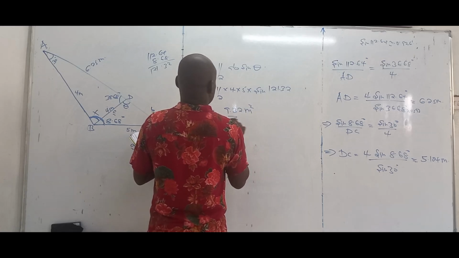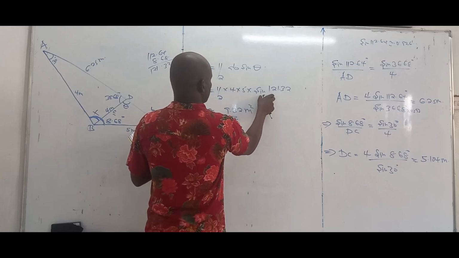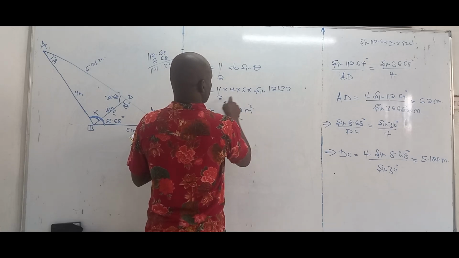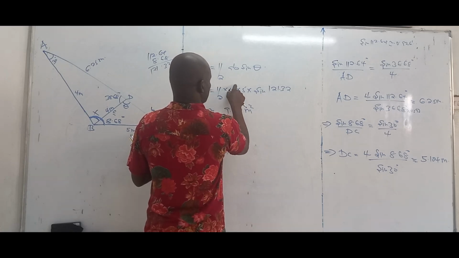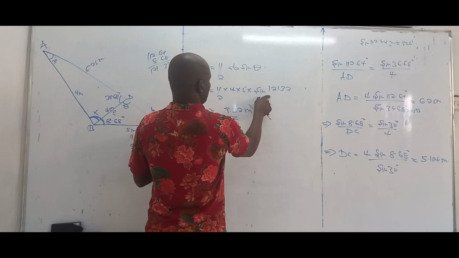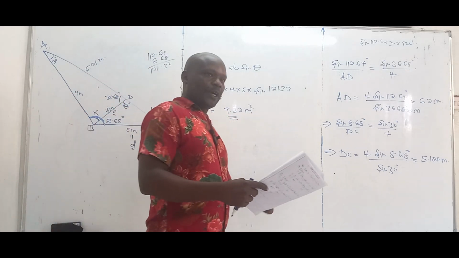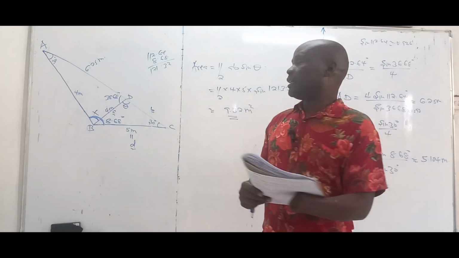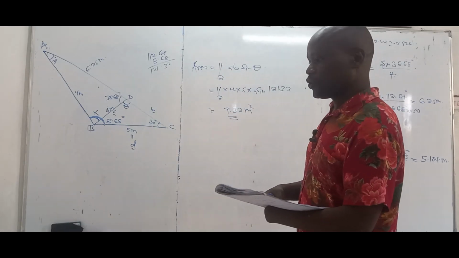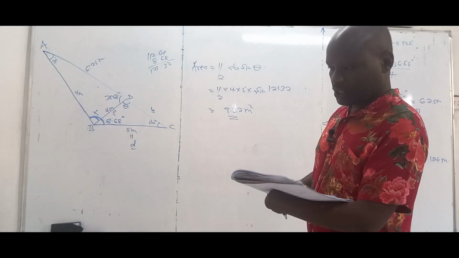meters squared, because half times 4 times 5 is already 10, and this sin is expected to be approaching 1. Yes, 9.32 meters squared. So that is what we have, and that is the answer to our question. So that is it for now. We meet in my next video.